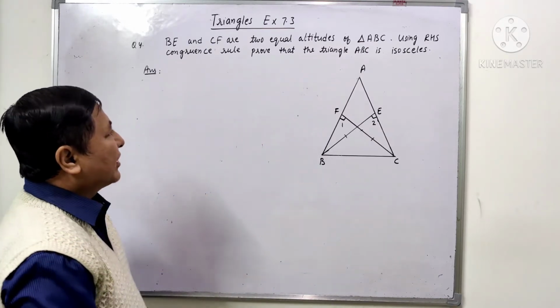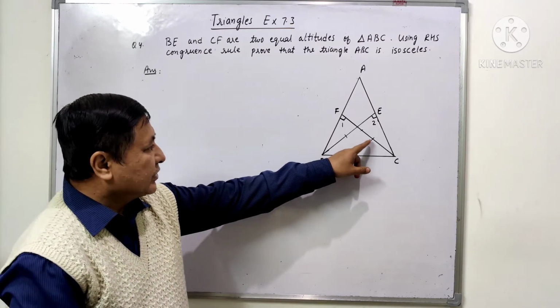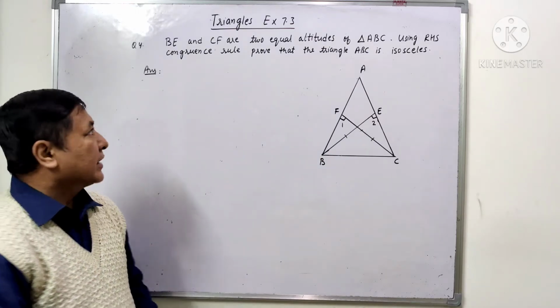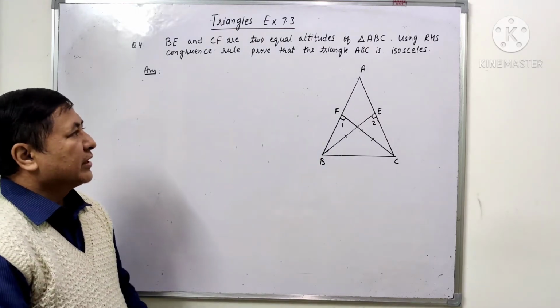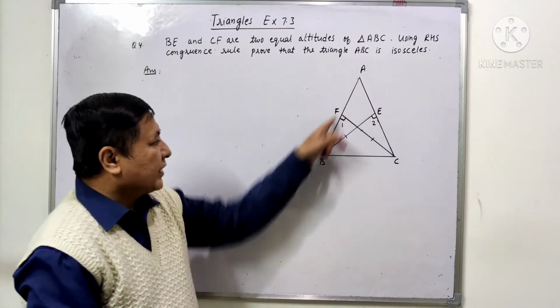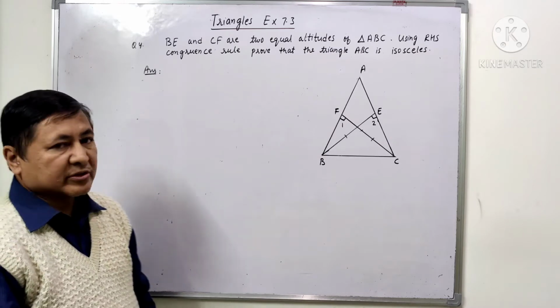Now let us solve question number 4 of exercise number 7.3. BE and CF are two equal altitudes of triangle ABC. These BE and CF are equal altitudes. Using RHS congruence rule, prove that the triangle ABC is isosceles. So we have to prove that AB and AC are equal, that means it is an isosceles triangle.